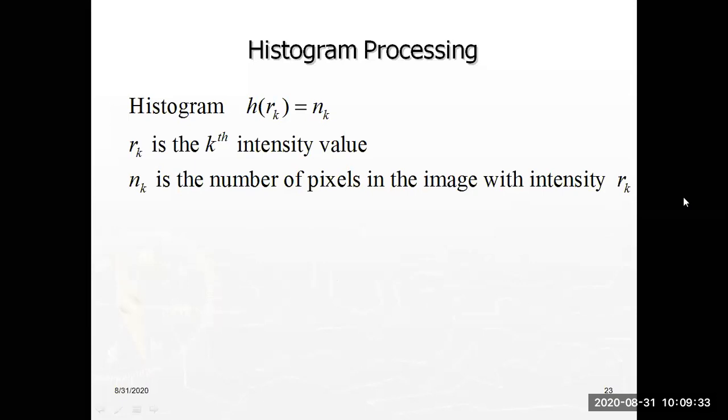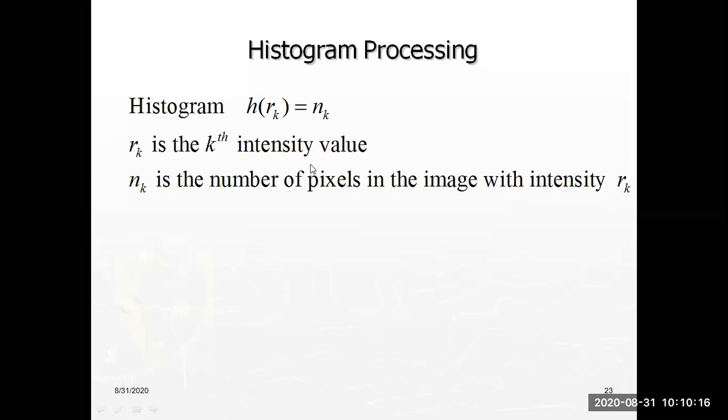Histogram is generally denoted with h of r suffix k equals n suffix k. Sometimes h is replaced with p, where p means probability; later on we can see that. The name h indicates histogram. Let us consider r as the input pixel and n suffix k as the count for the kth pixel value. That means how many pixels have the same r k value. r k is the kth intensity value.